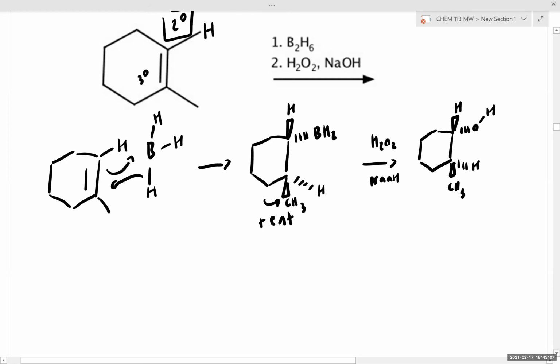I provided the mechanism for this second step in the chapter 7 notes on Canvas and in the chapter 7 lecture recording for reaction of alkenes. Does this example make sense to everyone? Does the regioselectivity and stereoselectivity make sense?